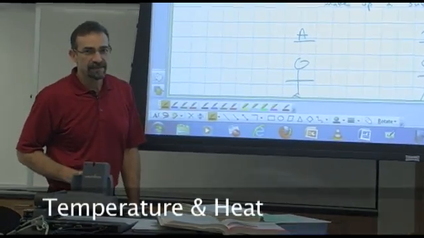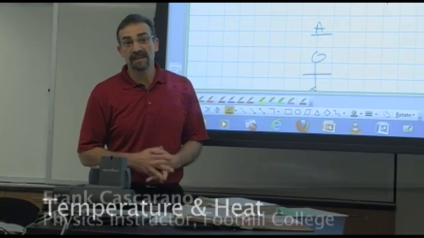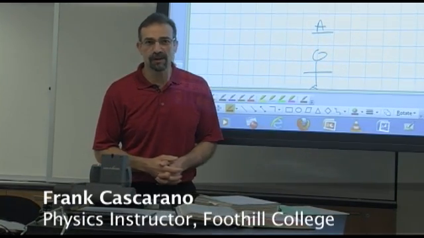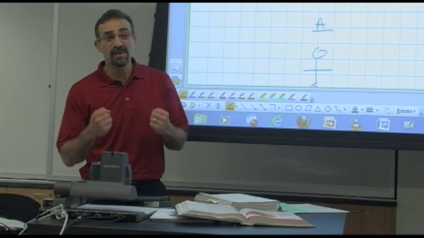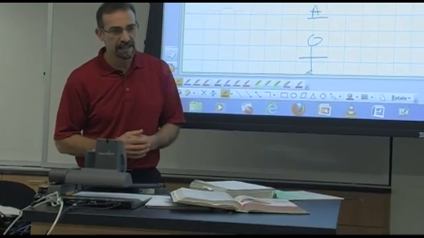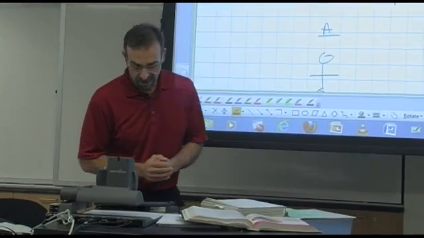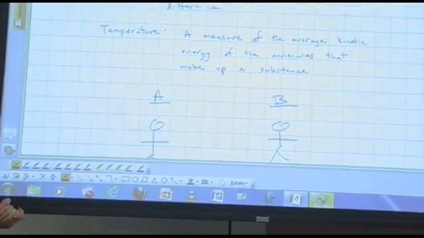Temperature and heat. We want to ask ourselves the question, what's the difference between a hot cup of coffee and a cold cup of coffee? And the answer is not $1.50 at Starbucks. The answer is that in the hot cup of coffee, the molecules are moving faster. They have more energy, they're moving around faster. Temperature tells us how fast those molecules are moving around. Heat is energy transfer between objects.